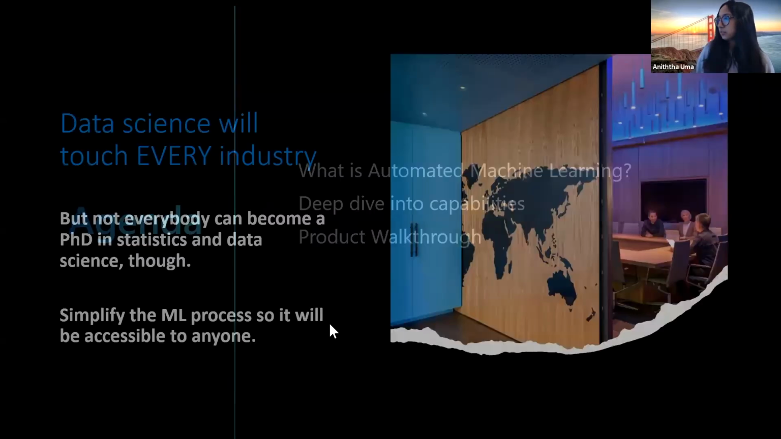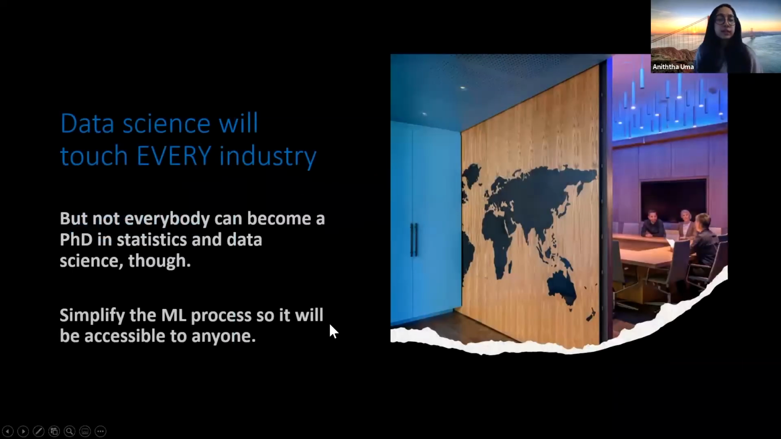Let's get started. As we all know, data science is everywhere and it's almost touching every single industry. It can be as simple as figuring out the price of a car or figuring out how much money to have in a bank. And we can't expect everyone to get a PhD in statistics and data science. There has to be a way to simplify this whole ML process.